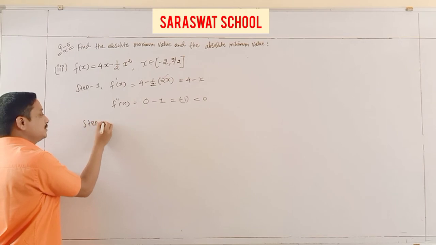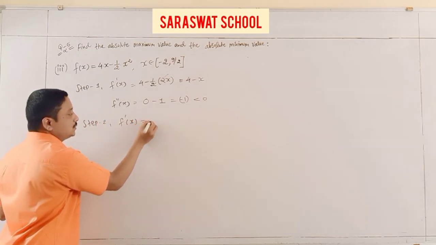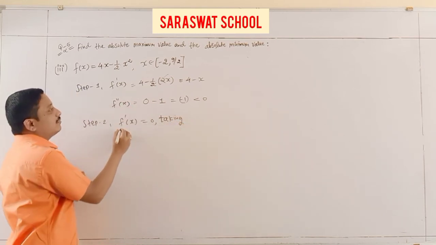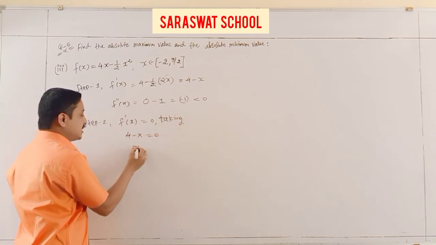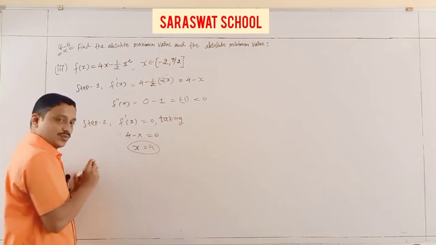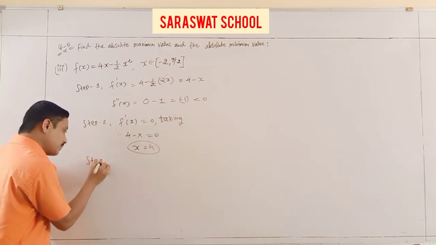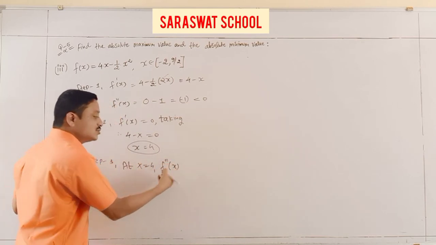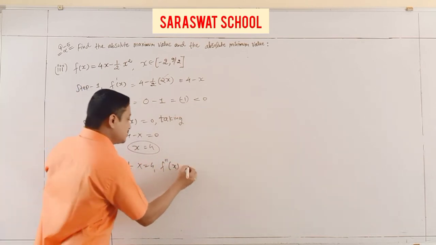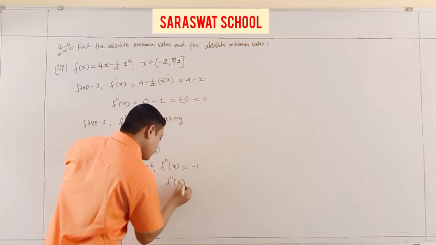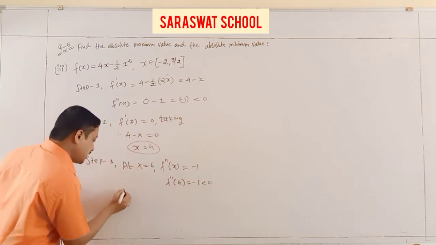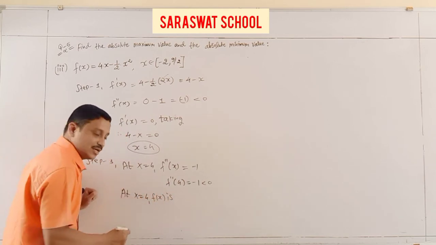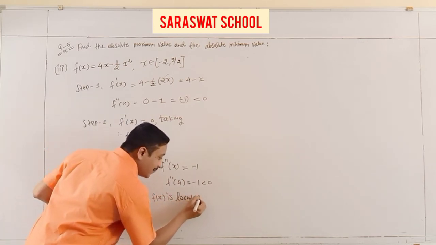Now step 2: take f dash x equal to 0. So very simple, your f dash x is 4 minus x. So what is x? x is 4. Now continue step 3: at x is equal to 4, we just check f double dash x. My f double dash x is minus 1, nothing changed. So at x is equal to 4, f(x) has a local maximum.